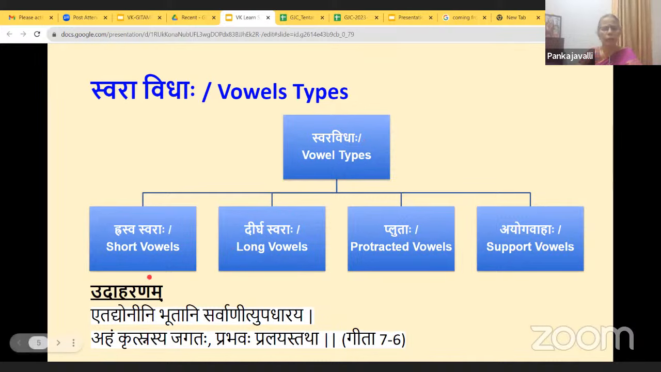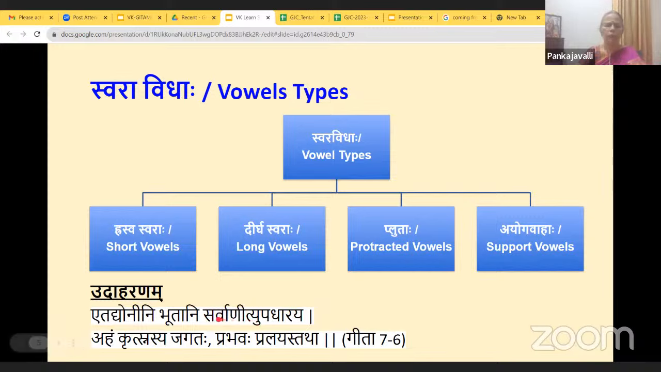So, examples we are reading. Etadyonini bhutani sarvani chupadharaya, aham krtsnasya jagatah prabhavah pralayas tatha. This is the Bhagavad Gita, 7th chapter, 6th shloka. See, I will tell you all. A is a hrasva swara. Dyo is a samyuktakshara, with a yo. O is a gunitakshara. Ni is in plus e, a hrasva gunitakshara. Bhu is a gunitakshara, bh plus u. Ta is a gunitakshara, dirga.